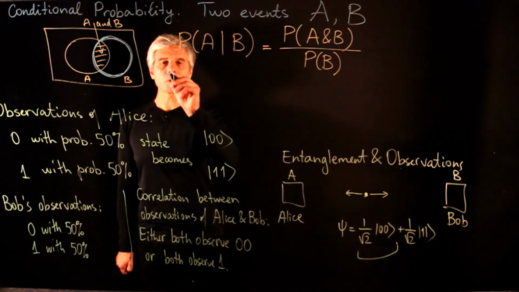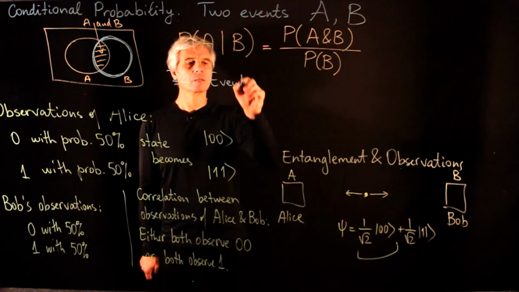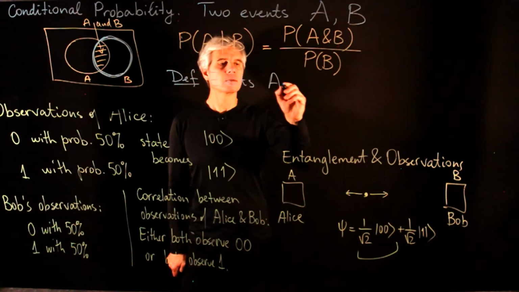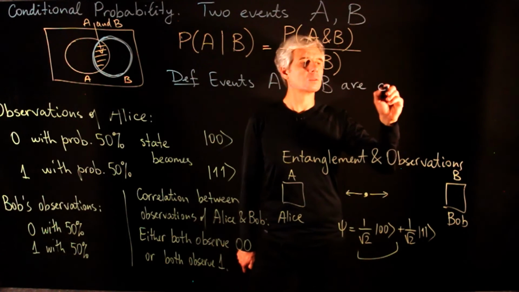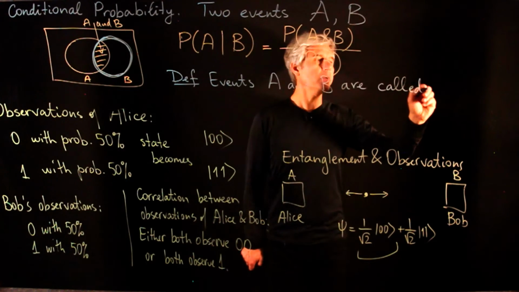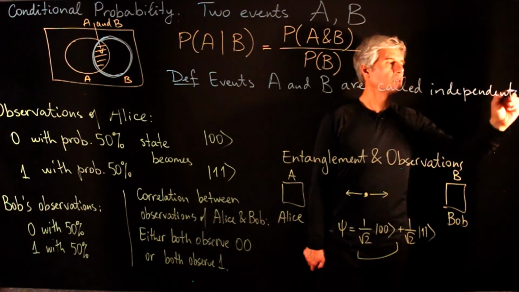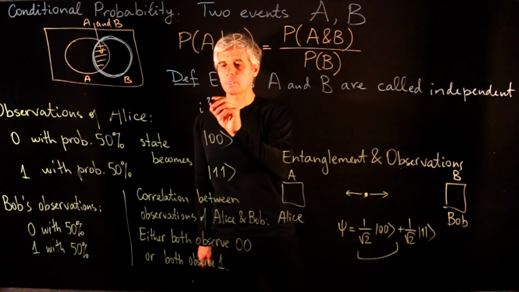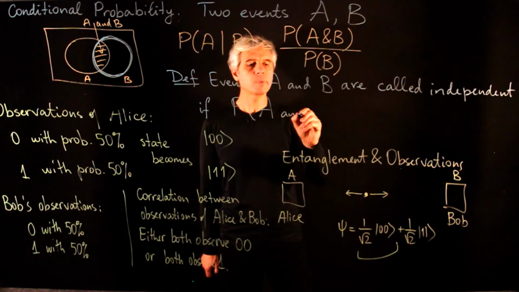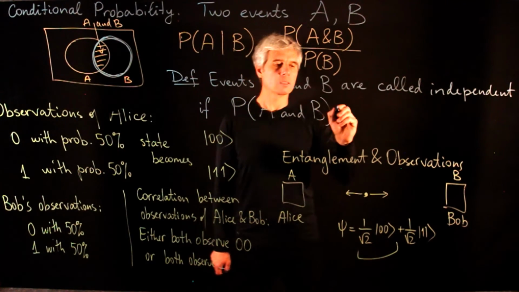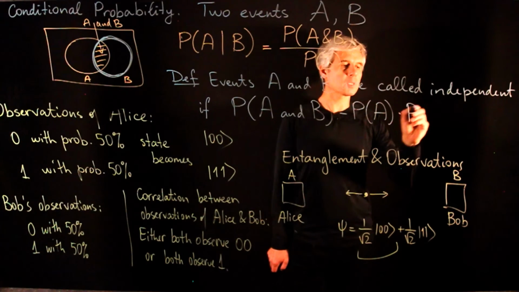And let us recall the definition that events A and B are called independent if the probability of A and B is equal to the product of the probability of A times the probability of B.